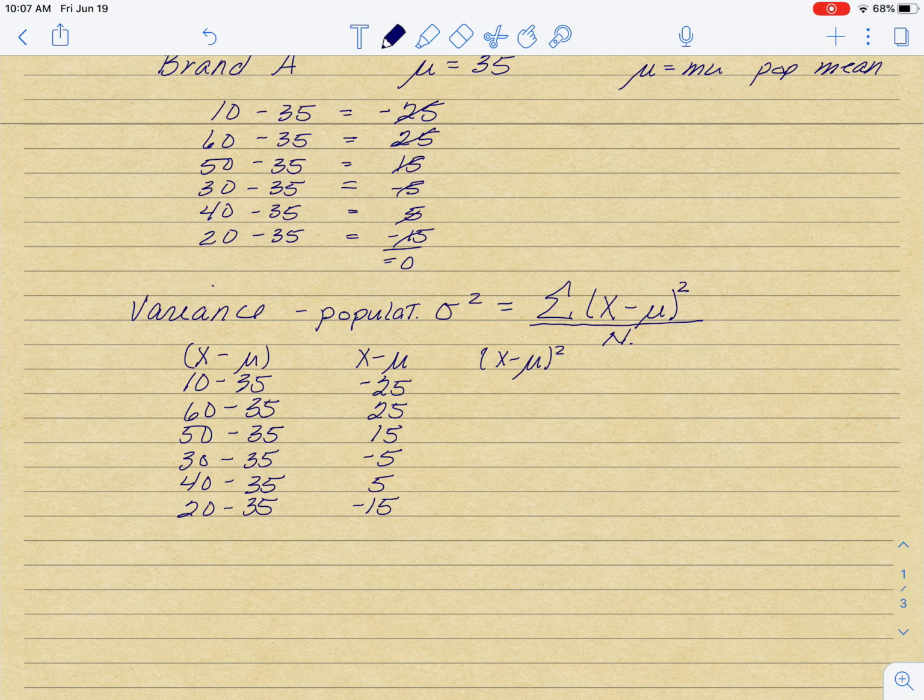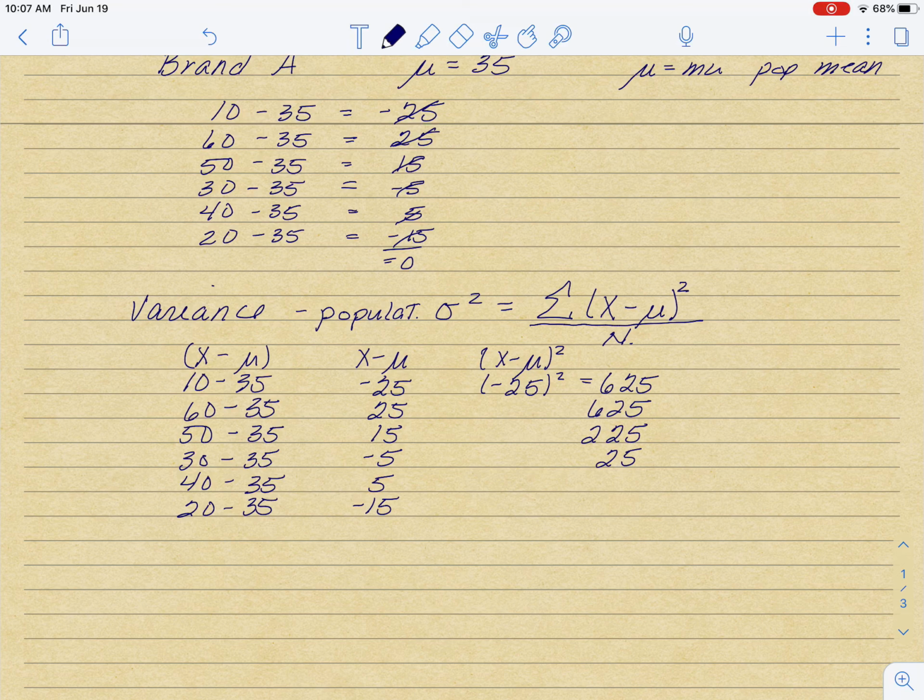Okay, so we got to go negative 25 squared. Remember, put it in parentheses, because if you don't put it in parentheses, it's not going to square the negative the right way. So this is 625. This next one is also 625. 15 squared is 225.